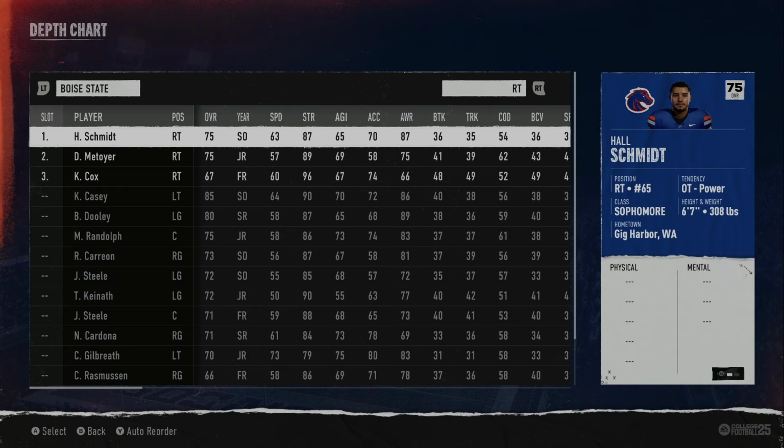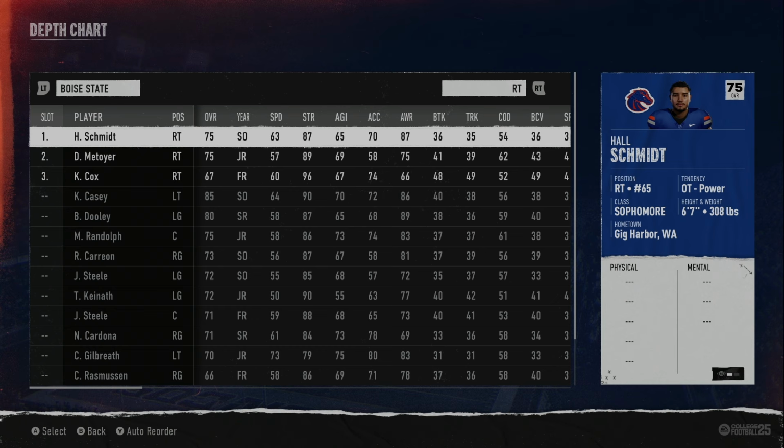But that is what I recommend: you looking at your depth chart, figuring out your strengths and your weaknesses on your offensive line, and going that route. Because for Boise State, you want to run left, because that is where the strength of your offensive line is.